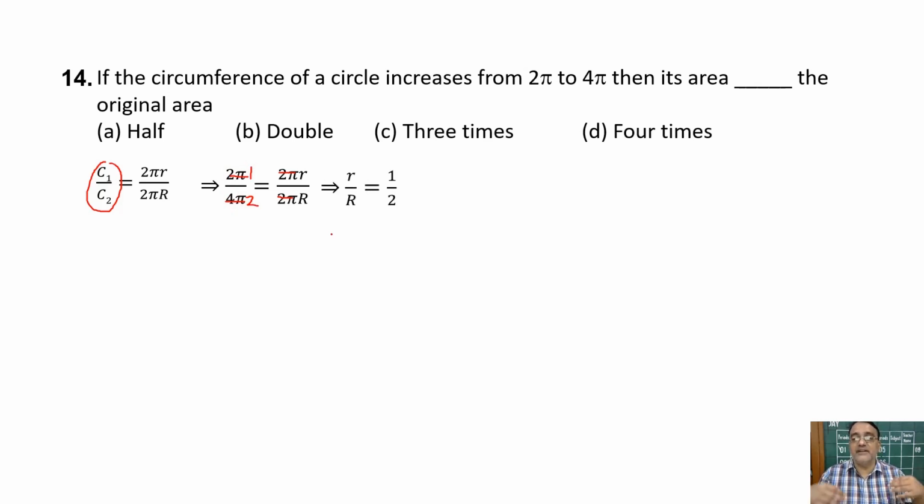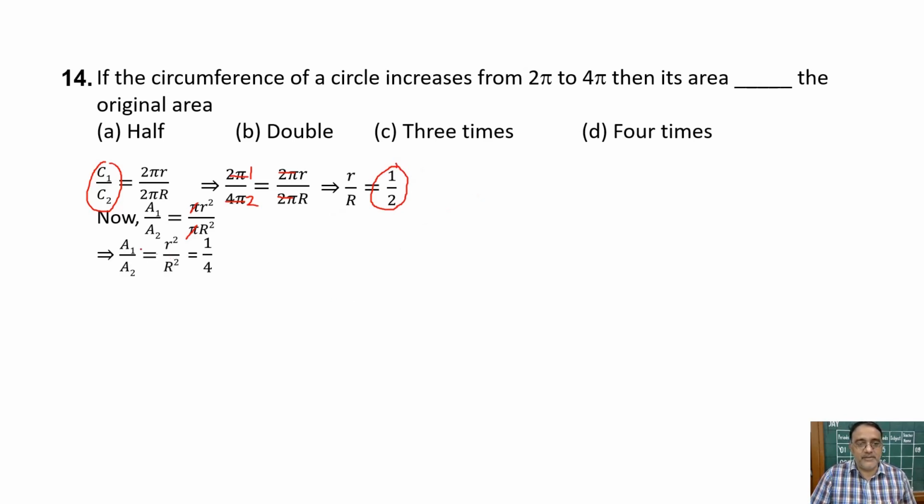Now we are going to find the areas with respect to these two cases, that is 2 pi, 4 pi, जो circumference दिया हुआ है. So we'll take it as A1 upon A2, and that is equal to pi small r square upon capital R square. So ये pi pi cancel हो जाएगा, and this two we can write small r by capital R whole square. That means the square of this one, and this is equal to 1 by 4, right?